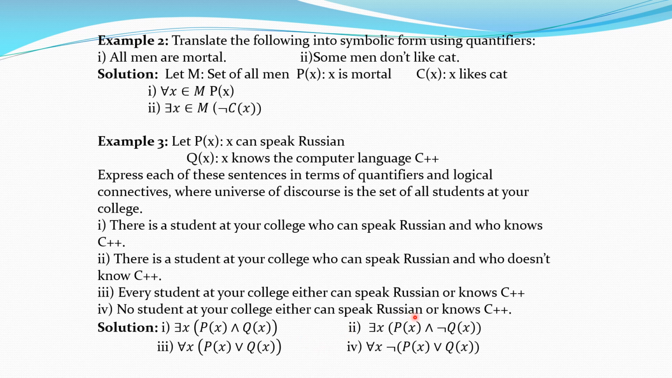At the same time, no C++ means negation of qx. And it is and. Even though it is given as or, it means actually they don't know either Russian or C++. It means they know neither Russian nor C++. So we have to consider negation of both together with and. So the symbolic form is for all x negation of (px or qx), which is same as for all x negation px and negation qx. So no student at your college either can speak Russian or knows C++.